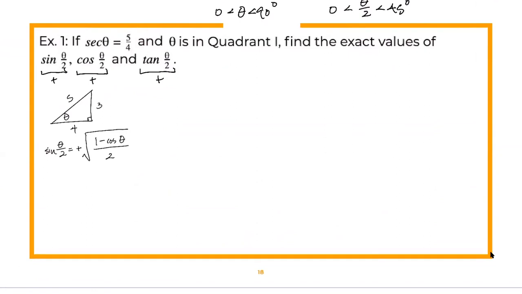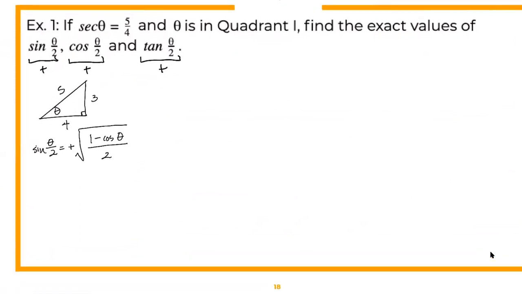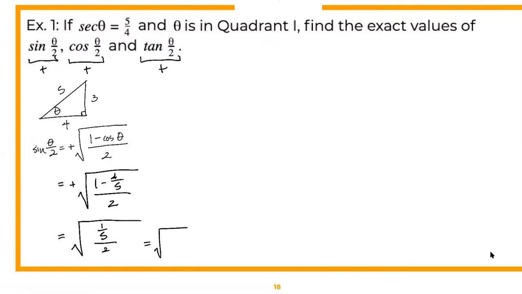And now let's plug in the values that we have from our right triangle. So positive square root of 1 minus 4/5 all over 2, which will give me the square root of, let's see, 1 minus 4/5 is 1/5. And I'm going to divide that by 2, which should give me the square root of 1/10.